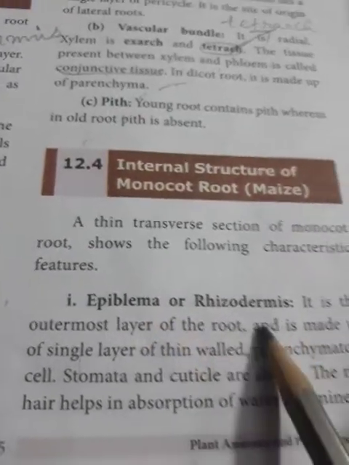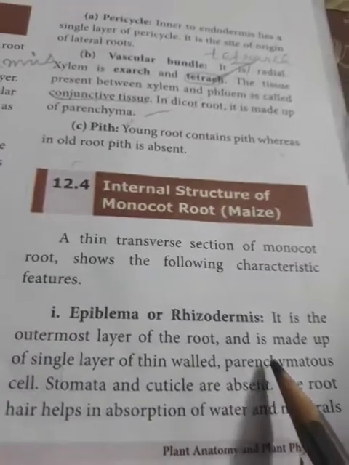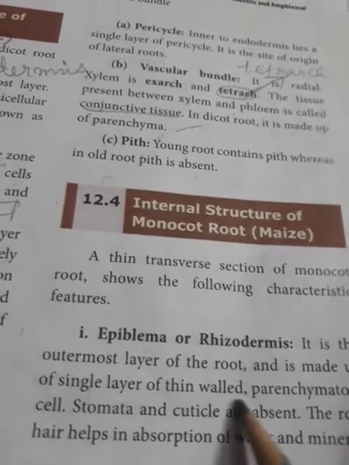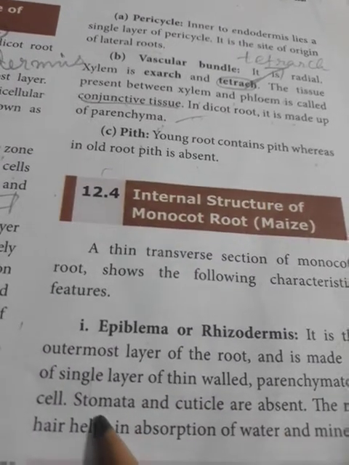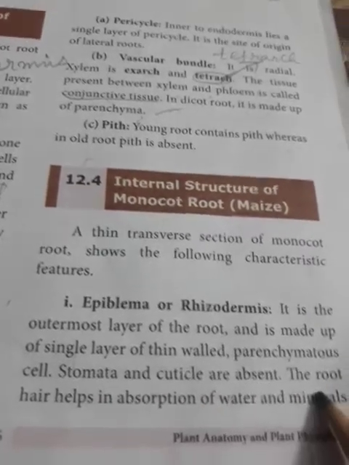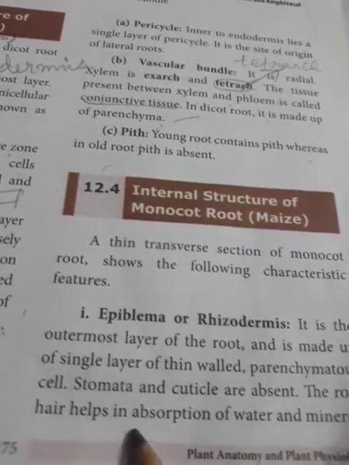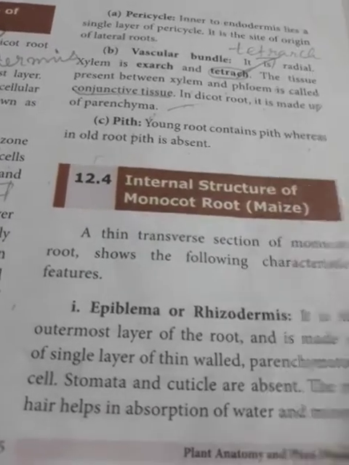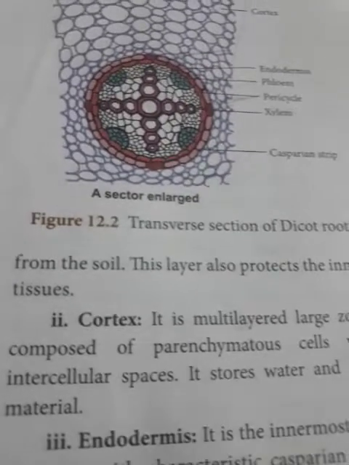So epiblema or rhizodermis is the outermost layer of the root, made up of a single layer of thin wall parenchymatous cells, stomata and cuticle absent. The root hair helps in absorption of water and minerals from the soil. So this is the epiblema or rhizodermis or piliferous layer. This layer also protects, that is the dermis layer.